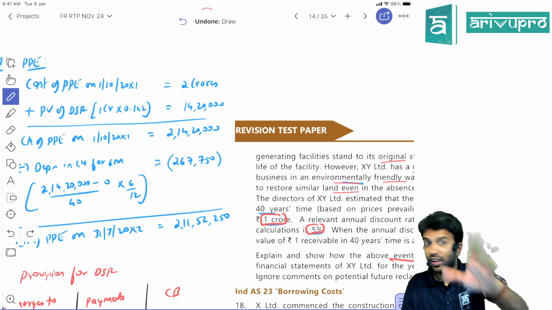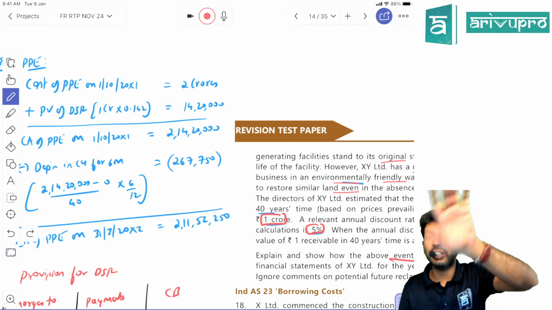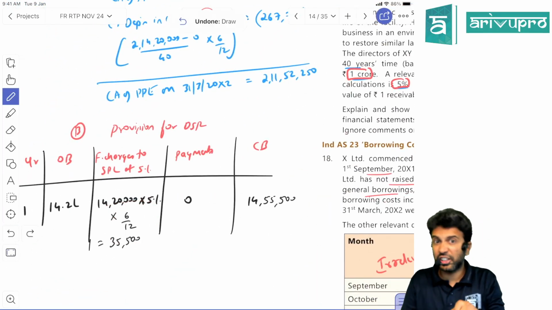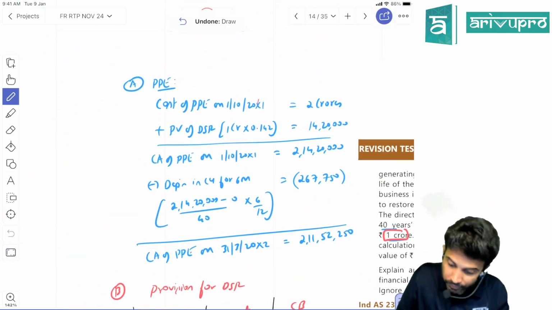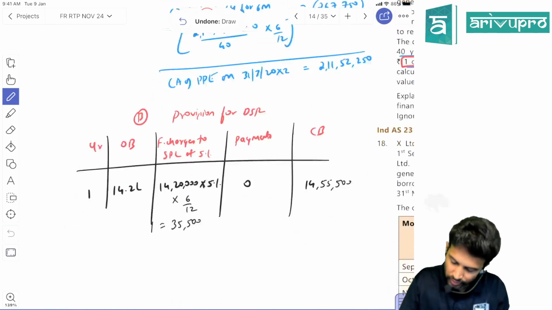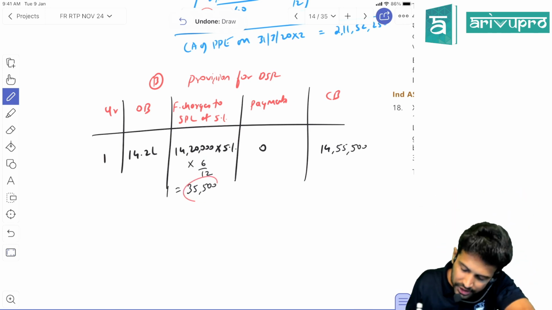Don't leave it at that. It's not 14,20,000 into 5%. It is 14,20,000 into 5% for 6 months. Okay, because all this provision is coming on 1st October. Okay, and year is ending on 31st March. So the current year finance charges also will be calculated only for 6 months, like depreciation only. So finance charges will be 35,500.